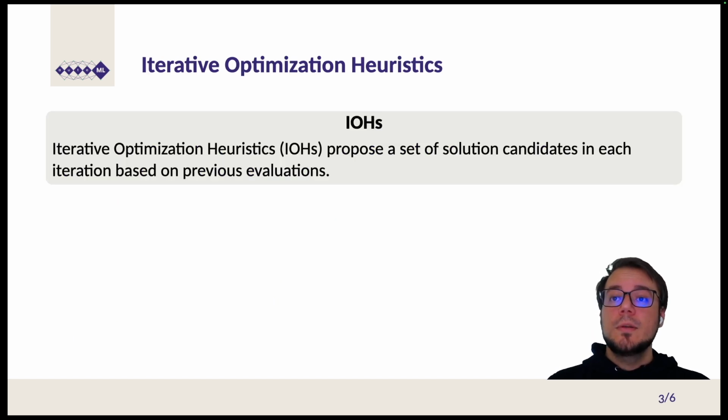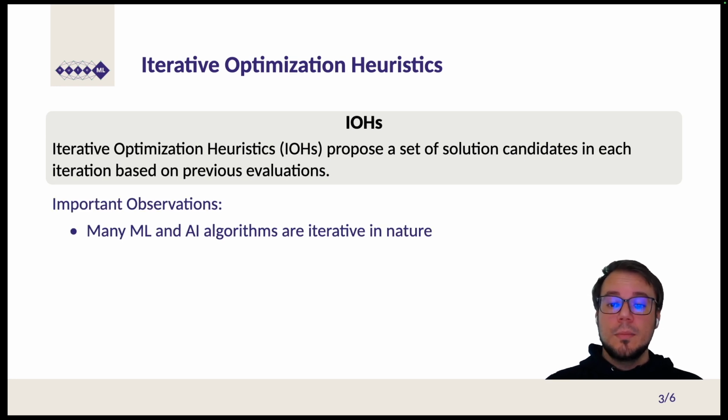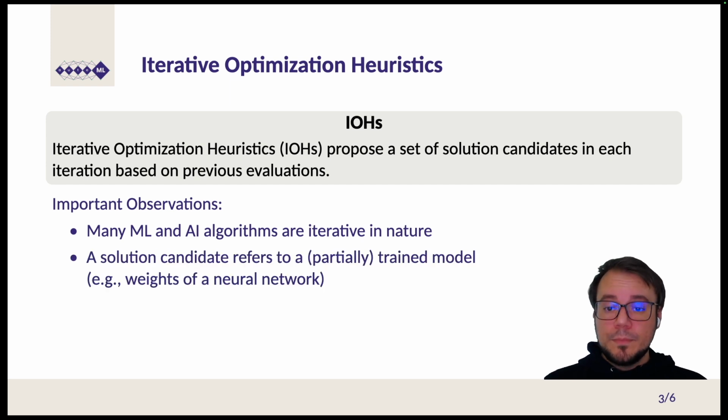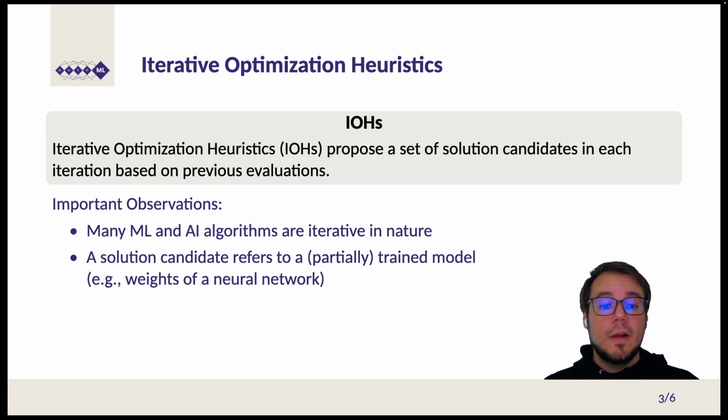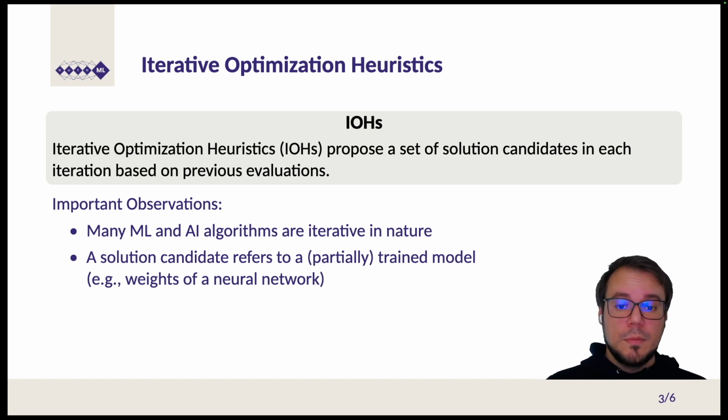And for that, let me quickly talk about iterative optimization heuristics. So iterative optimization heuristics, or IOHs, propose a set of solution candidates in each iteration based on a previous evaluation. We have already talked about learning being iterative in nature, right? So that is not just machine learning, but also the case for a lot of AI algorithms. And here in the statement, a solution candidate refers to a partially trained model. For example, just the weights of a neural network after 5 epochs rather than the full optimization budget having been spent.